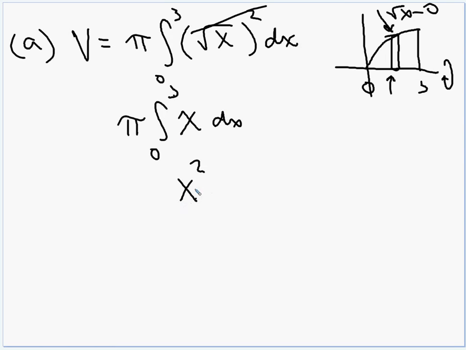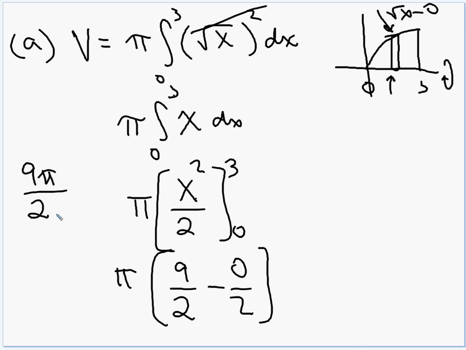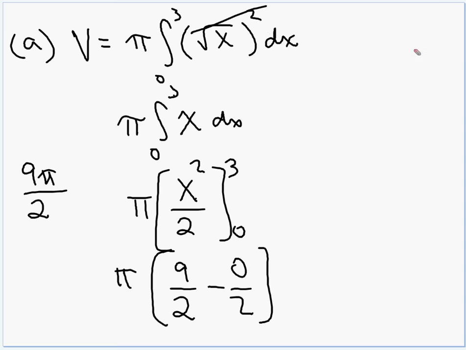We anti-derive to x squared over 2 from 0 to 3. So upper limit jumps in, 3 squared is 9, that'll be 9 halves, minus the 0 jumps in, 0 halves, and then we got our pi out front. So 9 halves minus 0 halves is just 9 halves, or 9 halves pi, 9 pi over 2. So part A wasn't bad. Again, just to recap, that was a disk method to the x-axis.